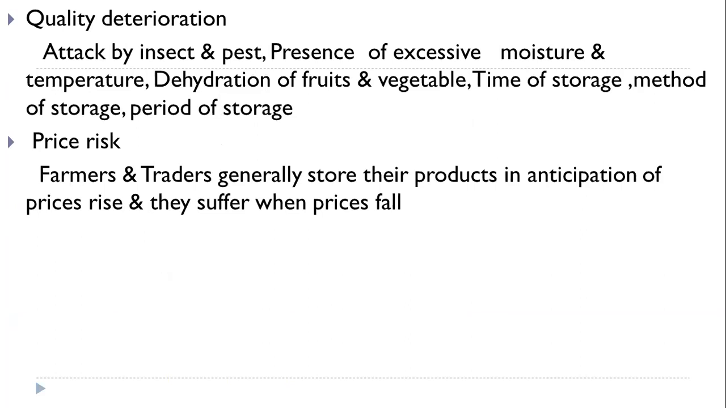Then the second risk is quality deterioration: attack by insects and pests, presence of excessive moisture and temperature, dehydration of fruits and vegetables, time of storage, method of storage, period of storage. These are the different factors due to which there will be a problem in quality. Now, the third type of risk is price risk. Farmers and traders generally store their products in anticipation of price rises, and they suffer when prices fall.